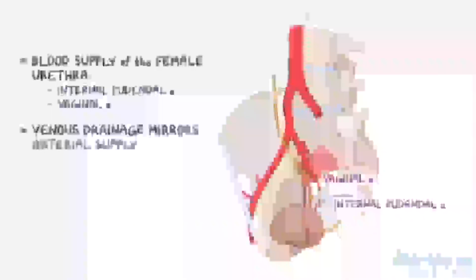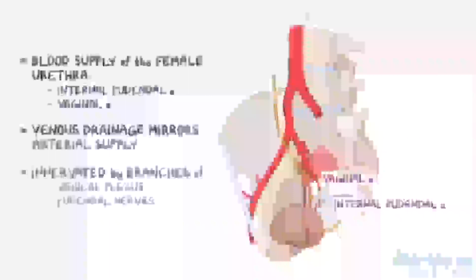This orifice lies anterior to the vaginal opening in the vestibule of the vagina, which is the space between the two labia minora. Finally, in the walls of the distal urethra are paired glands that secrete mucus during sexual intercourse, called the paraurethral glands. The blood supply of the female urethra comes from the internal pudendal and vaginal arteries. The venous drainage mirrors this arterial blood supply. Finally, the female urethra is innervated by branches of the vesical plexus and the pudendal nerve.